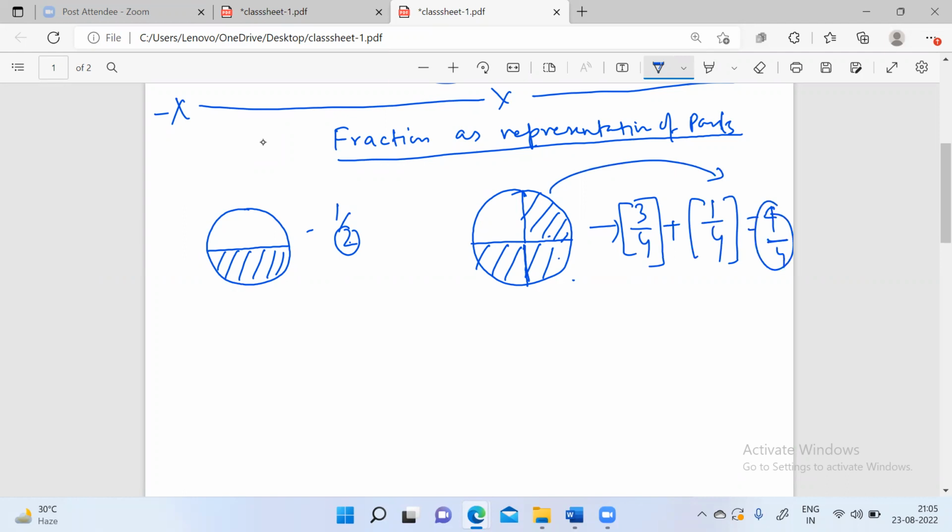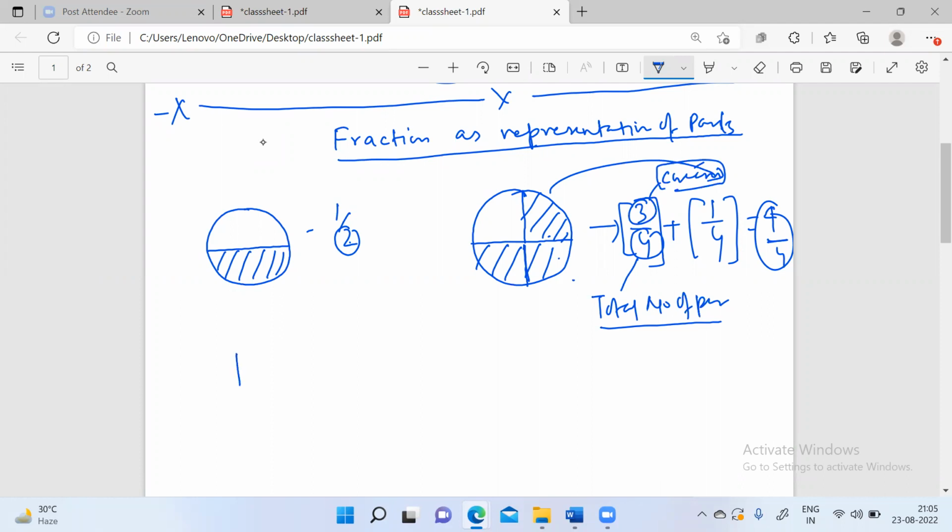So here the denominator represents the total number of parts, and the numerator represents the concerned part, for whatever things we are talking about. So now you can see that you can have the denominator be anything as per your requirement.